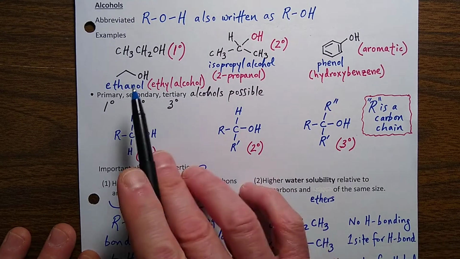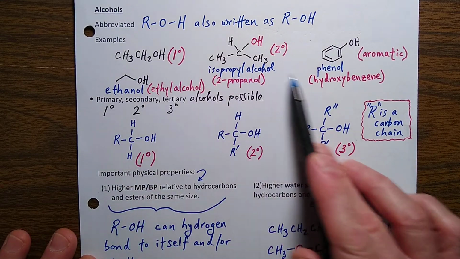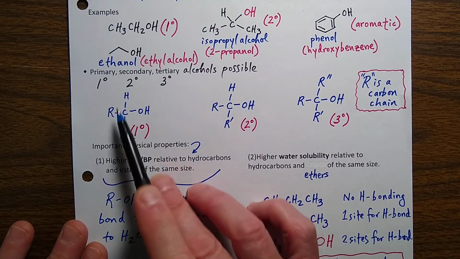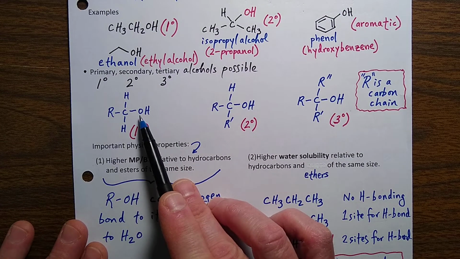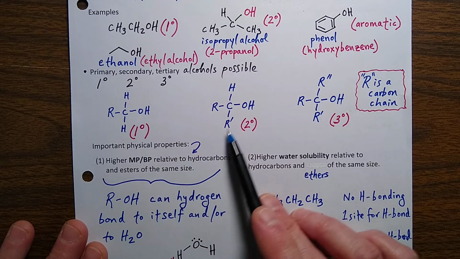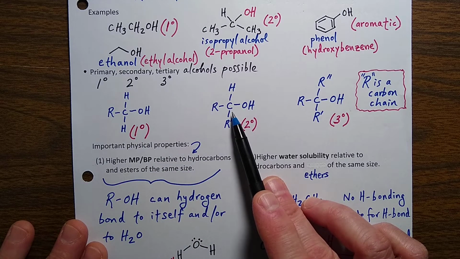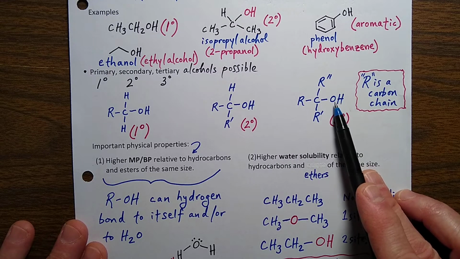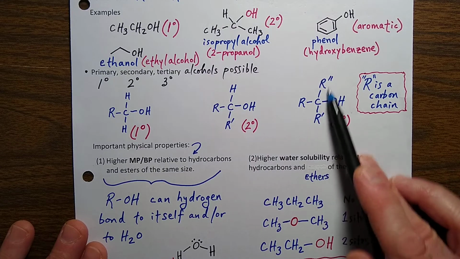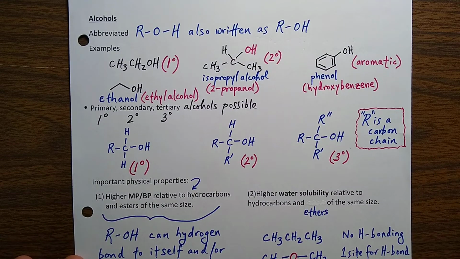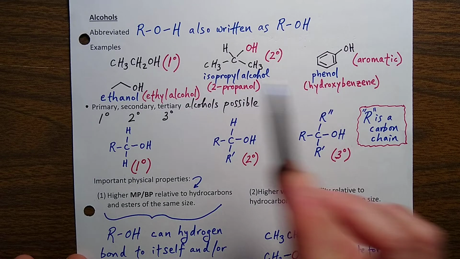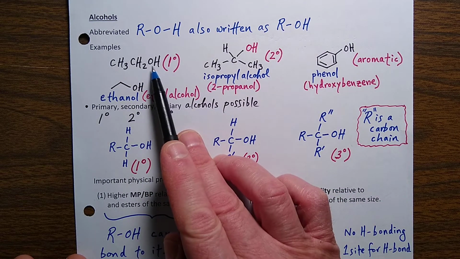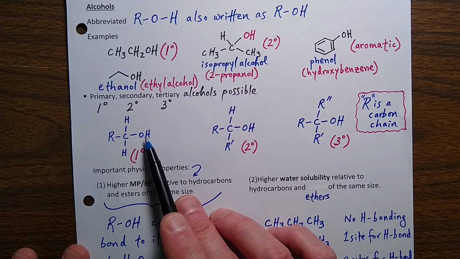But alcohols can either be primary, secondary, or tertiary. What do I mean by that? I mean that they can either have the OH attached to one carbon, they can have the OH attached to a carbon that has 2 carbons attached to it, or the OH can be attached to a carbon that has 3 carbons attached to it. So each of these types of alcohols exists. Ethanol would be an example of a primary alcohol. The OH is on the end of the chain.